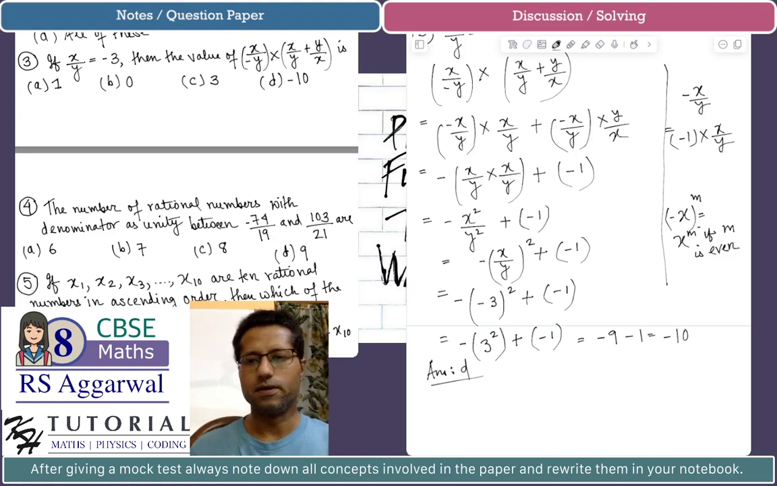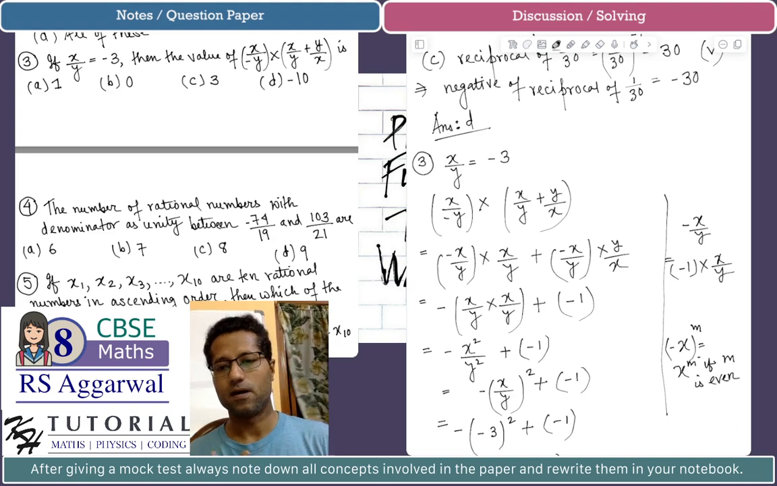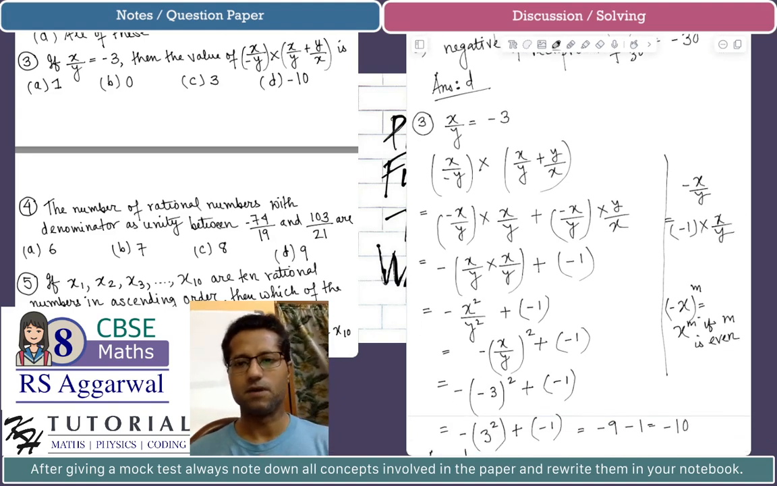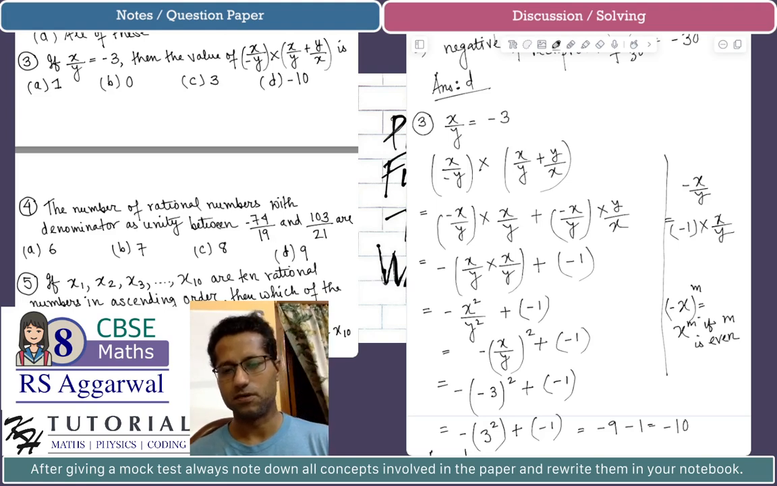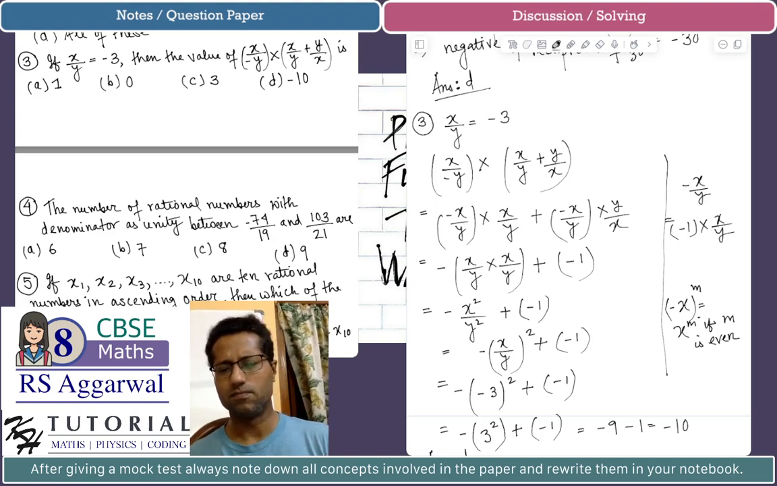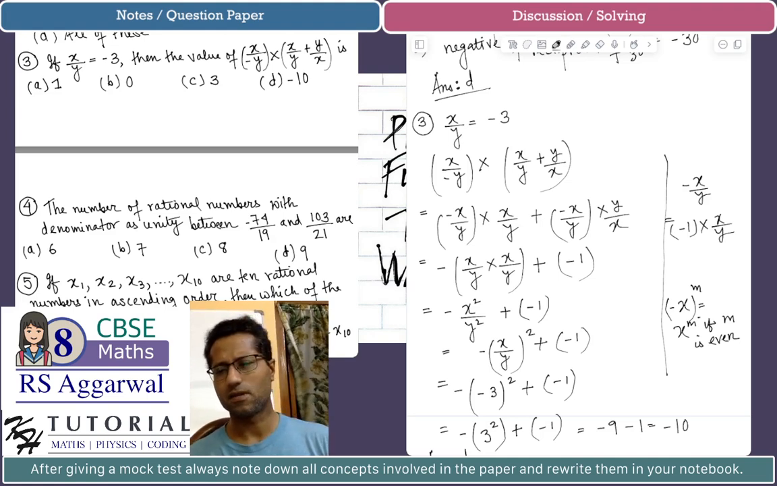So this was the method where I tried to simplify the given expression further in terms of x and y, and then finally substituted the given value of x by y. Now the other choice would have been to directly substitute the value of x by y in the given expression, and then simplify it. I think both methods will take the same time. So you can apply either method. Both are fine, I think.